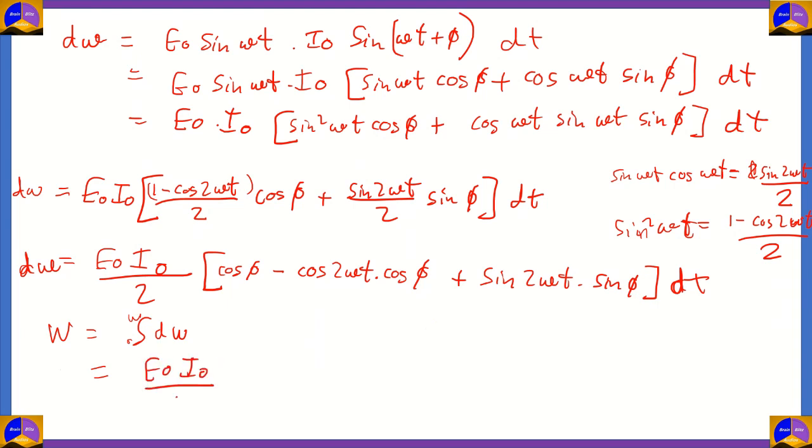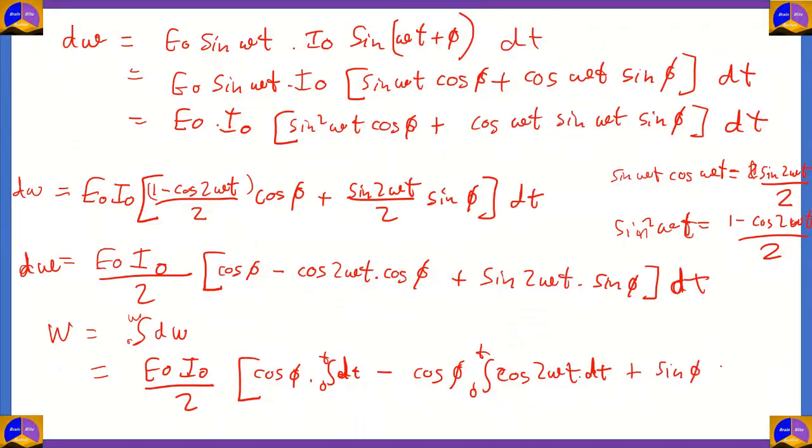So E naught I naught divided by 2 times the dt, we can put it inside. So you have cos phi times integral 0 to t dt, because cos phi is constant, minus cos phi times integral 0 to t cos 2 omega t dt plus sine phi times integral 0 to t sine 2 omega t dt.